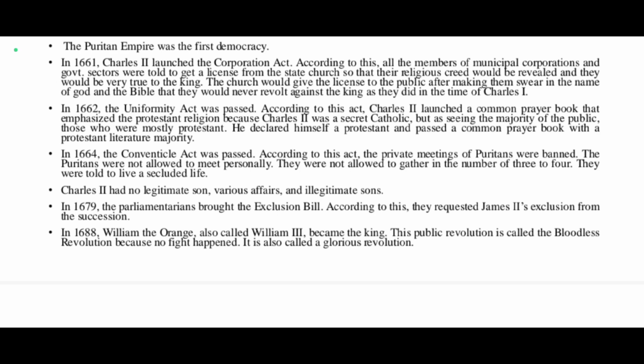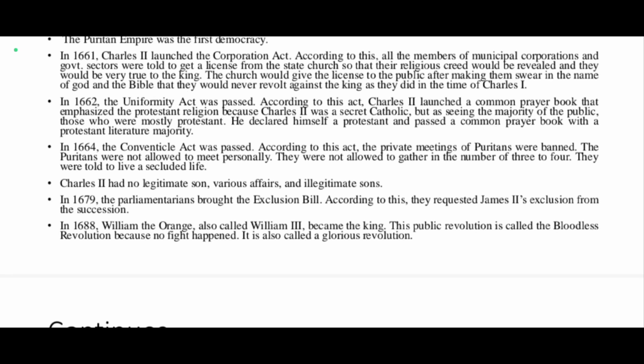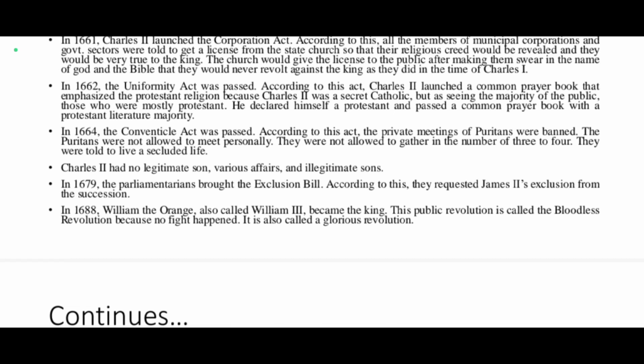And in 1688, William of Orange, also called William III, became the king. The public revolution which William had with James II was called the bloodless revolution because no fight happened, and it is called the Glorious Revolution. When James II became king, as he was a crude Catholic, he didn't listen to the public. He made very strict rules, and the parliamentarians went to William of Orange and requested him. Then he came, and James II, being a coward, ran away. Without any bloodshed, William of Orange, William III, became the king of England.